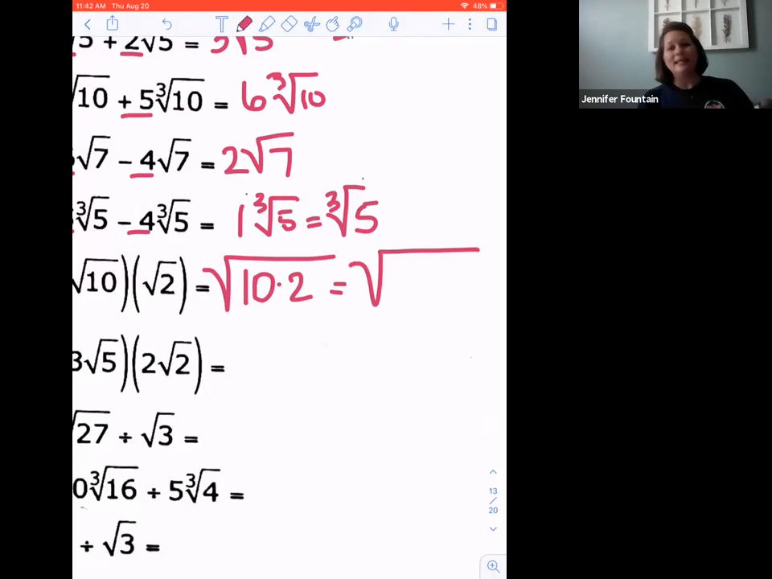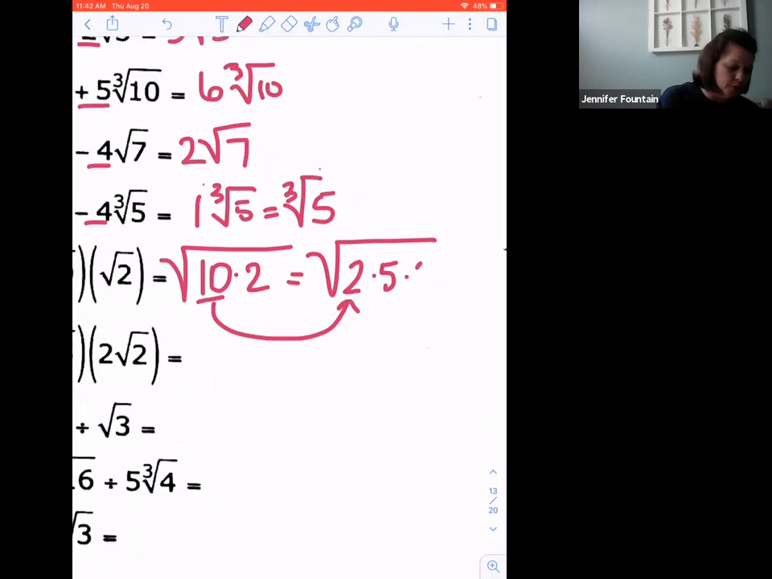So let's think about 10. My smallest prime factor of 10 is going to be 2, and that will be 2 times 5. So I have broken 10 into 2 times 5. I cannot forget this 2 that is also under here, so now I have to multiply by 2 as well.